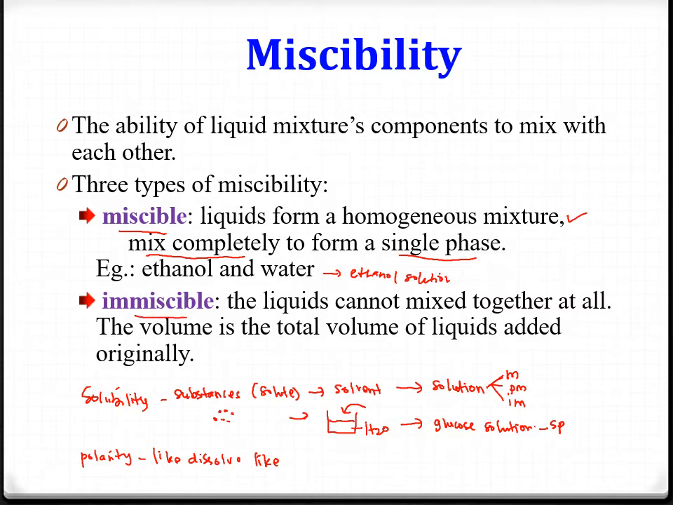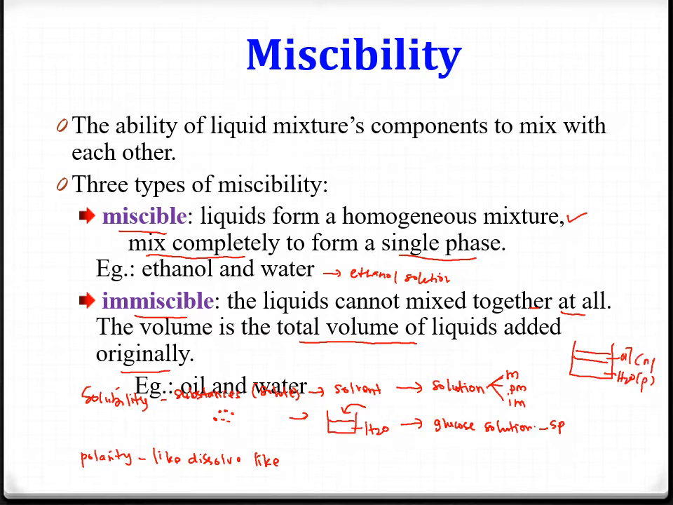For the immiscible, the liquids cannot mix together at all. So the volume is the total volume of liquids added originally. For example, we have oil and water. Oil is non-polar, whereby water is polar. So non-polar will not dissolve in polar. For example, we have 50 ml of oil and 50 ml of H2O. It remains 50 ml of oil on top of the water layer and 50 ml of water, which brings the total volume to 100 ml.